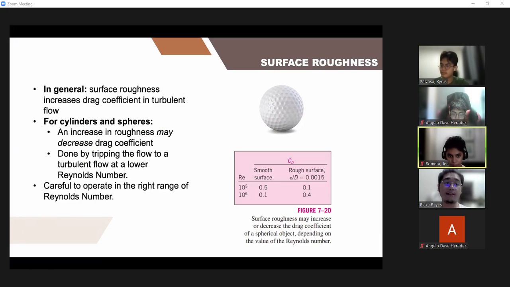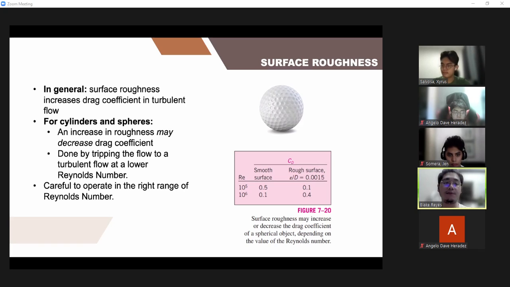In general, surface roughness will increase the drag coefficient in turbulent flow. However, for blunt bodies such as cylinders and spheres, an increase in surface roughness may actually decrease the drag coefficient. Take this example of data for a rough surface and smooth surface sphere. At a Reynolds number of 10 to the fifth, the drag coefficient for the rough sphere is 0.1, while the smooth one has a value of 0.5. In this case, roughing up the surface reduced the drag coefficient by a factor of 5.